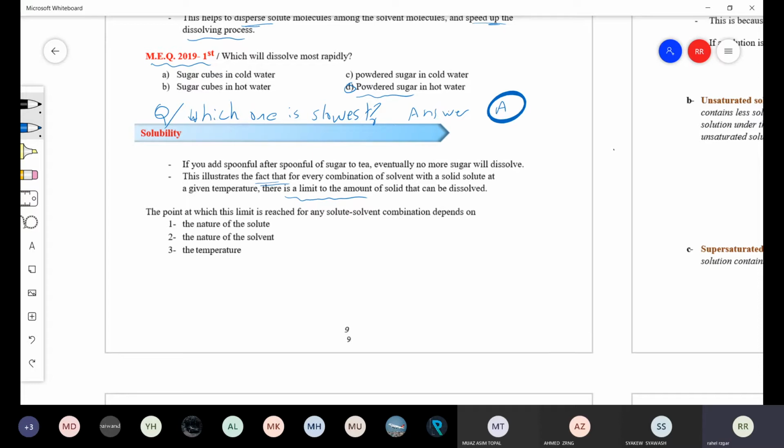That limit, the amount of solubility. When we are talking about solubility, we mean the maximum amount of solute that can be dissolved. Capacity. Solubility is the maximum amount of solute that can be dissolved. That's what solubility means. That's the limit.